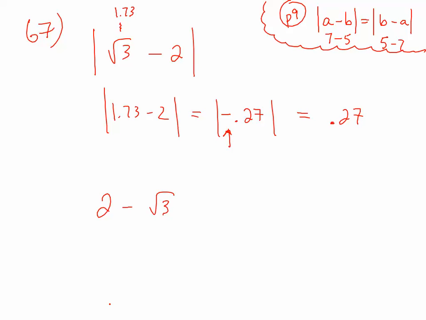So let's see. The square root of 3 is 1.73. If I subtract 2 from it, I will get a negative answer, so to make it positive I flip the order, and it does not need any absolute values with it. Are we good? Sweet.